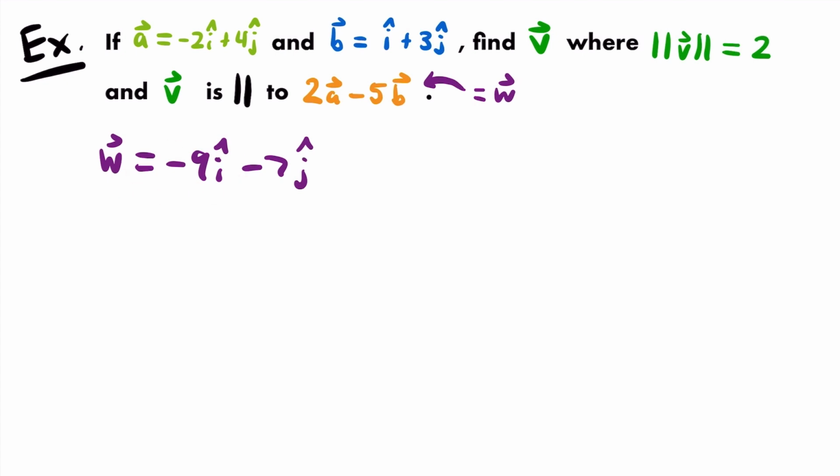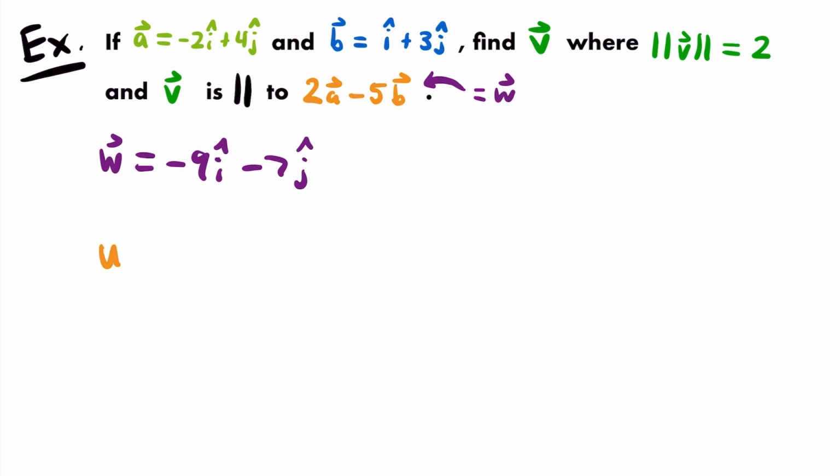If we want to find a vector that has the same direction as another vector, we just need to find the unit vector for that vector and then multiply the magnitude of the new vector by that unit vector. The reason I came to that conclusion is because when two vectors are parallel, they're pointing in the same direction, so they're going to have the same unit vector.